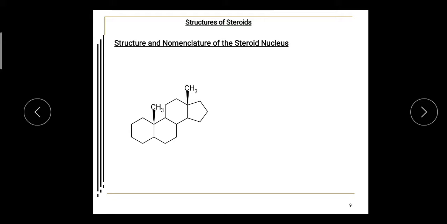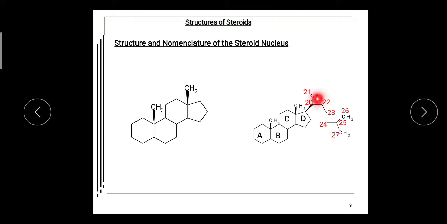If more carbons are present on the ring, then this methyl group is carbon number 18, and this is number 19. And if there are more than 19 carbons, then the numbering continues 20, 21, 22, 23, 24, 25, 26, 27, and the rings are A, B, C, D. So this is the steroidal nucleus having more than 19 carbons.